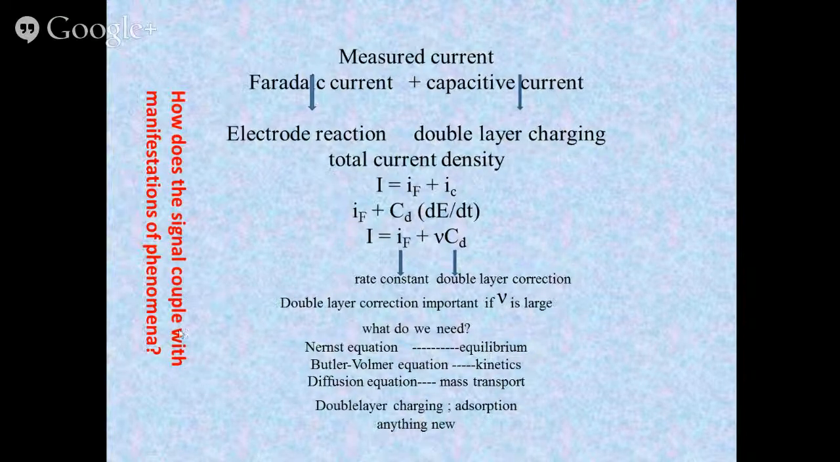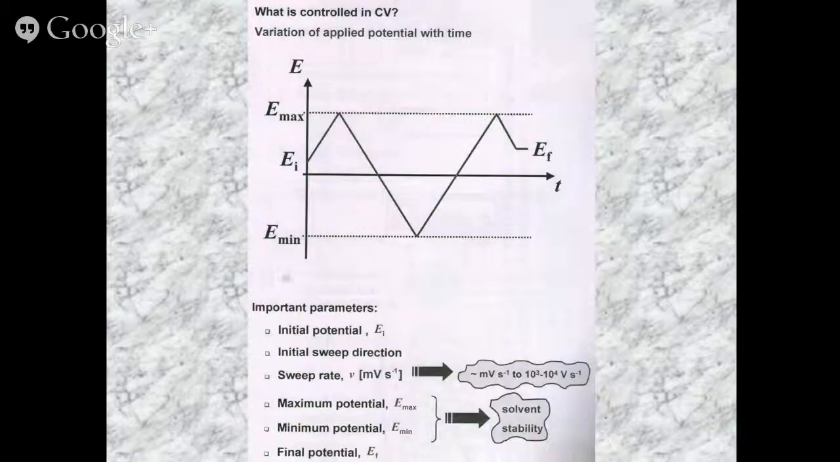So what we need for doing all these things is this: we can apply the Nernst equation, get the equilibrium values, and tell whether it is a reversible process. We can apply the Butler-Volmer equation, and we will be able to get the kinetics of the process. If we use the diffusion equation, then the mass transfer process will be known. If I measure double layer charging and capacitance, then I will know whether adsorption is important or not. So you see, only one cyclic voltammogram measurement, but it is coupled to many manifestations of the phenomenon: kinetics, thermodynamics, diffusion, double layer capacitance, all those things.